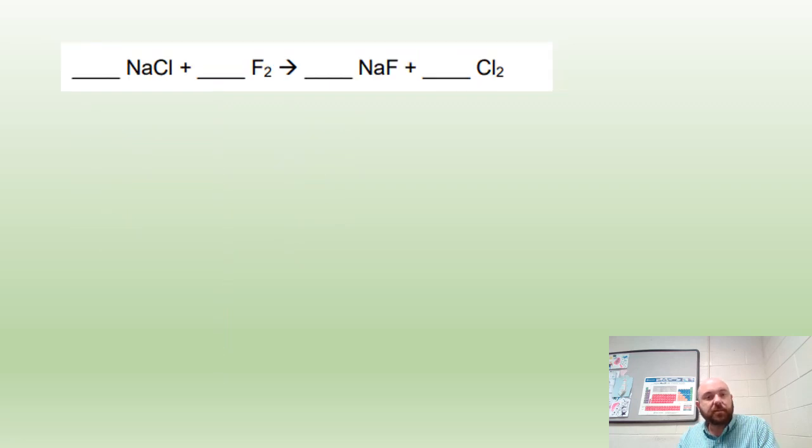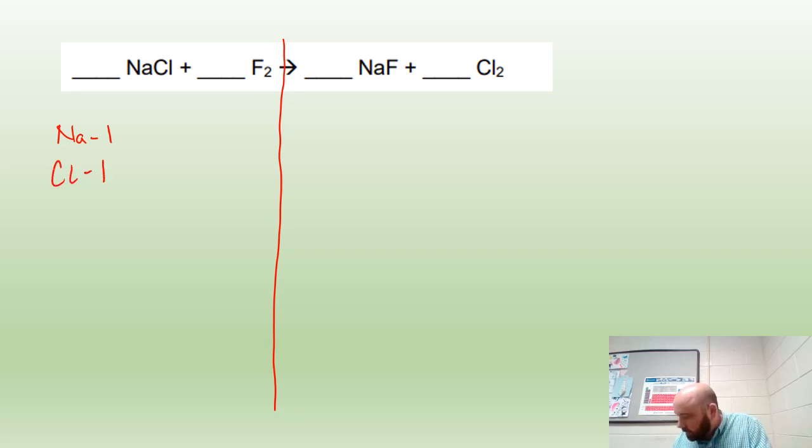This is my next example. Sodium chloride plus fluorine gas yields sodium fluoride plus chlorine gas. And I start, as I always do, by drawing me a line at my yield arrow. I will count the elements that I see. The first one I arrive at is the sodium. I see 1 sodium atom, followed by chlorine, where I see 2 chlorine atoms. The next element I arrive at is fluorine, and I see 2 fluorine atoms.